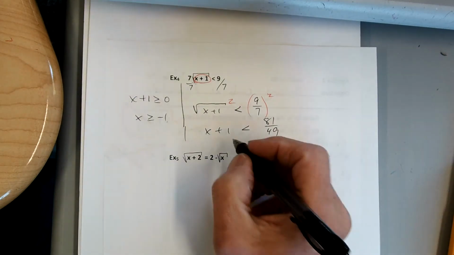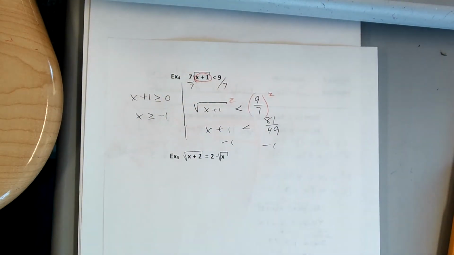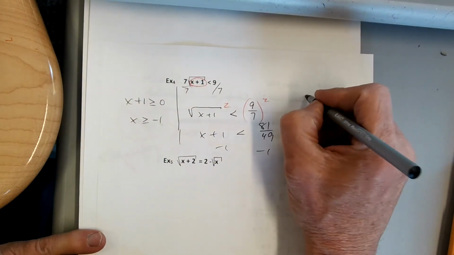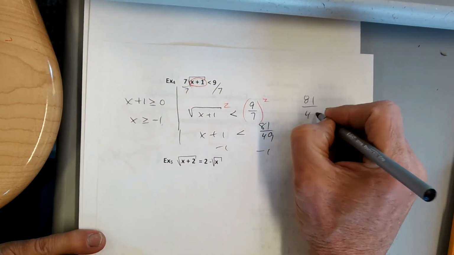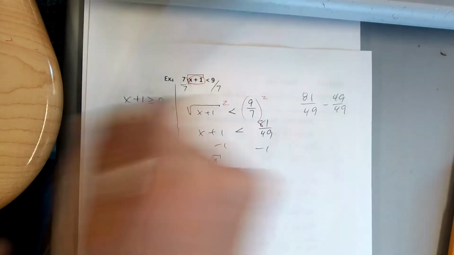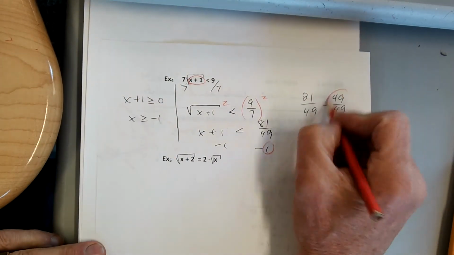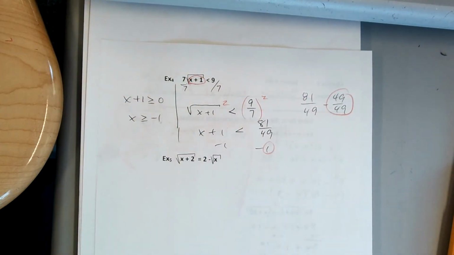Then I'm going to minus 1. Okay, now how do you minus 1? Well, let's do a little bit of 6th grade math. You guys want to do a little 6th grade math? So if I went 81 49ths minus 49 49ths, 49 49ths, right? That's 1. Let's see, what's 81 minus 49? 81 minus 49, I get 32.